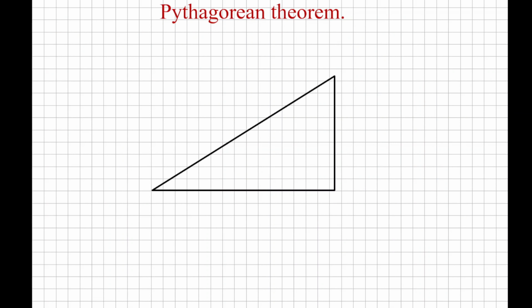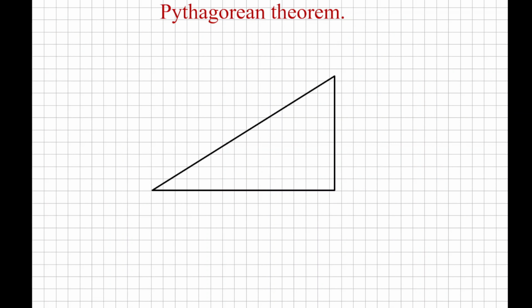The Pythagorean theorem is used in right-angled triangles, meaning triangles with a 90-degree angle. The hypotenuse is the longest side of a right-angled triangle. The Pythagorean theorem states that the length of the hypotenuse is equal to the square root of the sum of the squares of the other two sides. For example, in a right-angled triangle with sides 6 and 8, the hypotenuse is equal to the square root of 6 squared plus 8 squared, which is the square root of 100, which equals 10.